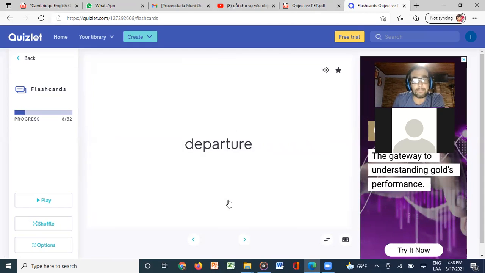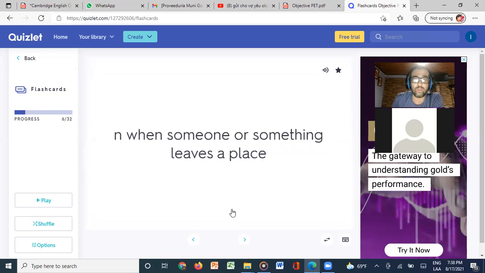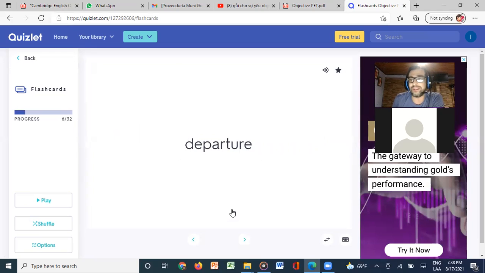Number six, we have departure. Departure is mostly, in this case, when someone or something leaves a place. But most of the times it's for something, right? Like the plane is going to depart, right? Or the car. So mostly for a means of transportation, we can say departure. It's going to leave, right?